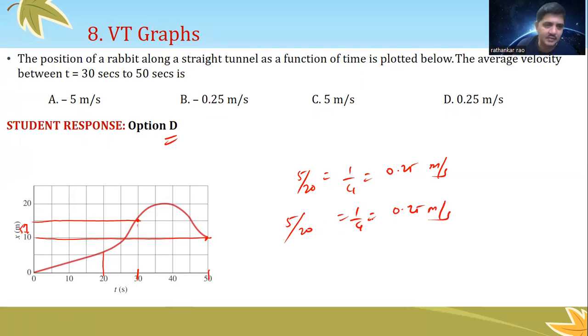So some of them also got it. Majority of them, I think around 60-70 students, got this answer. This is also incorrect. Option D is incorrect. Why? Let us understand this.